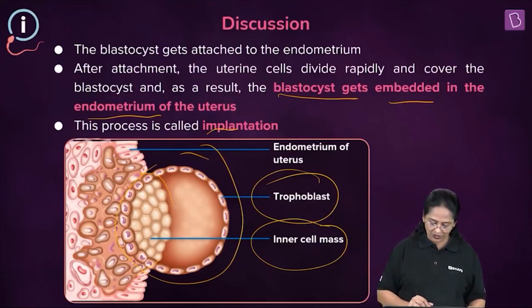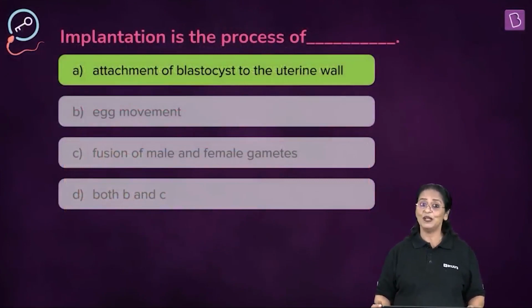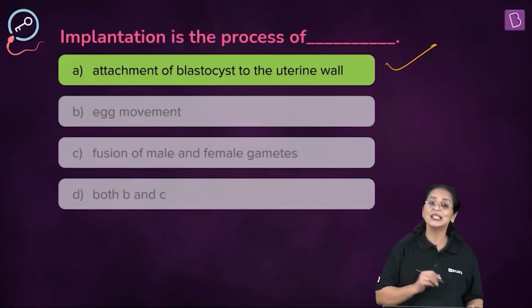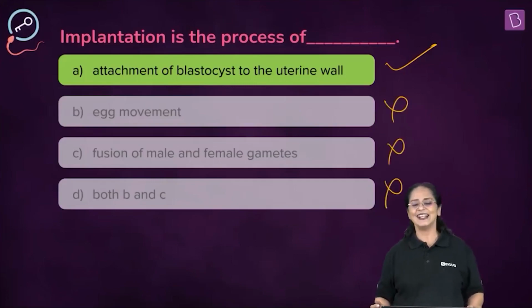Did you get it? Okay, so now if you look at this question, implantation is the process of attachment of blastocyst to the uterine wall. A is the right answer. We can eliminate B, C and D. A is the right answer.